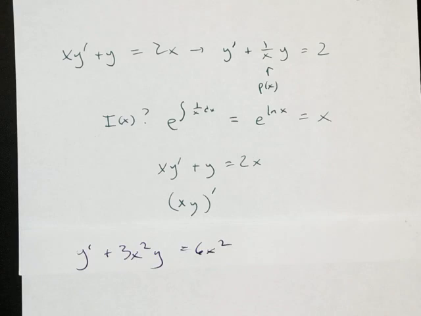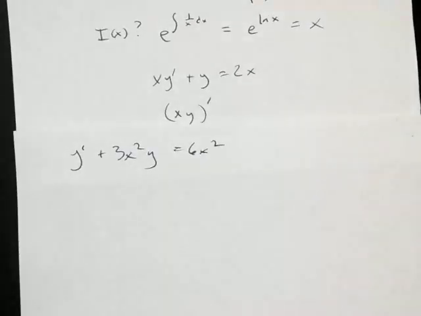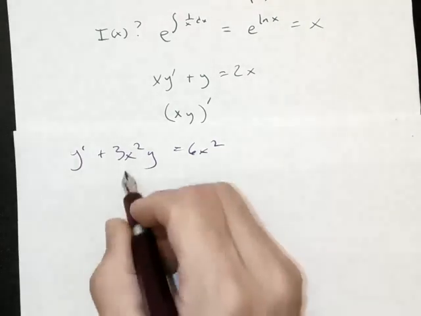Now this one's already in linear form: y prime plus p of x times y equals q of x. It's exactly the right format. Let's go to town. Leo, I was thinking p of x would be 3x squared and q of x would be 6x squared. Exactly. So I don't have to do any division. All I have to do is write my integrating factor.